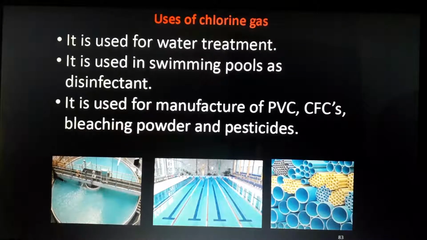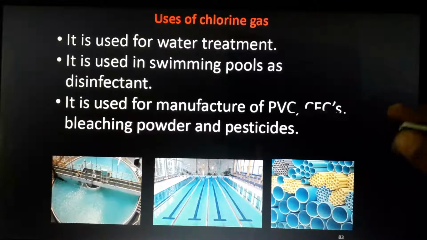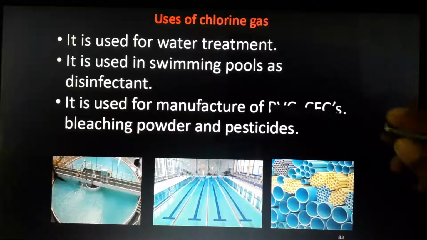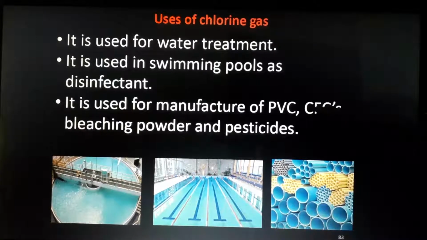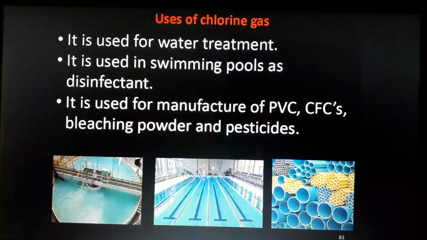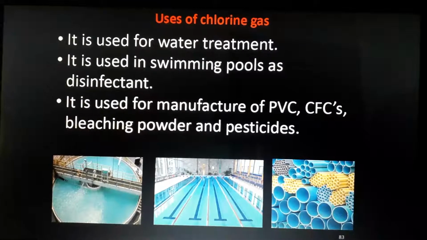It is used for the manufacture of PVC, polyvinyl chloride. PVC means plastic. Okay, PVC pipes. Have you seen PVC pipes? Okay, polyvinyl chloride is the simple form of plastic. And also it is used in the manufacture of CFC, chlorofluorocarbon. Okay, chlorofluorocarbon. Actually nowadays, that much production of chlorofluorocarbon is not there. Okay, because it is a dangerous gas, it makes a hole in the ozone layer. Okay, now we are not producing this CFC gas that much.